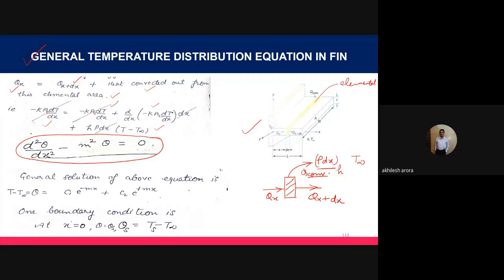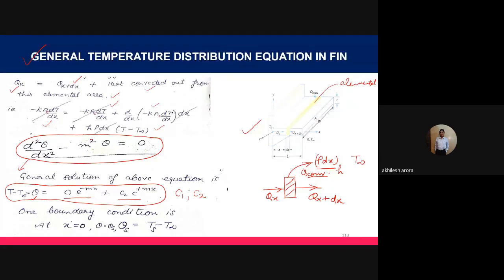And then we said that the general solution for this equation is this one, T minus T infinity, which is also denoted as theta, is equal to c1 e raised to power minus mx plus c2 e raised to power plus mx. So this is the general solution, and in this particular case we have two constants, c1 and c2. So we need to calculate the values of c1 and c2, so that the final temperature distribution equation is derived.